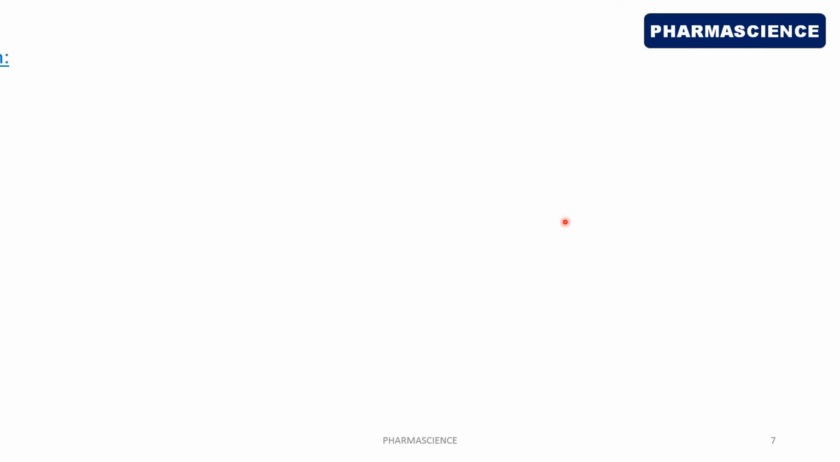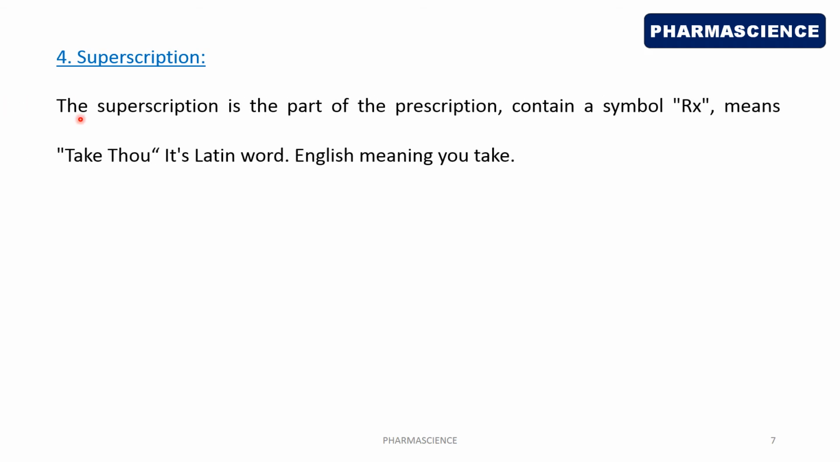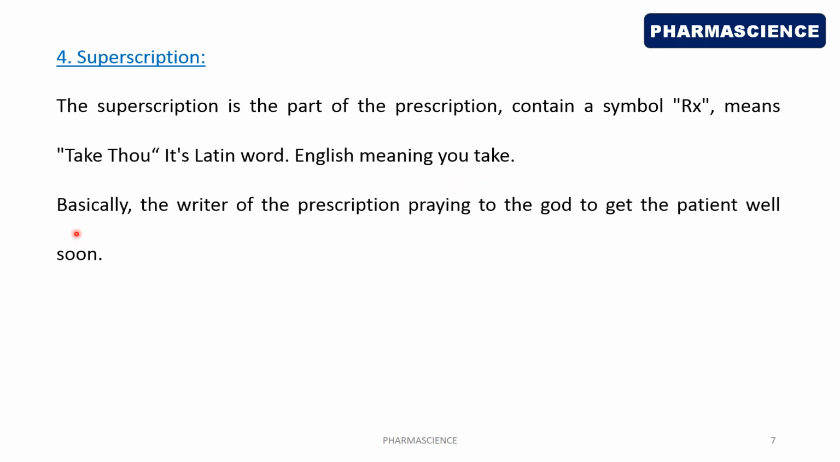Fourth part of the prescription is superscription. The superscription is the part of the prescription containing the symbol Rx, meaning take. It is a Latin word. English meaning is you take. Basically, the writer of the prescription is praying to God to get the patient well soon.